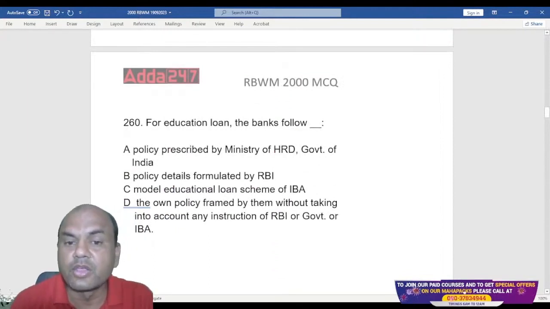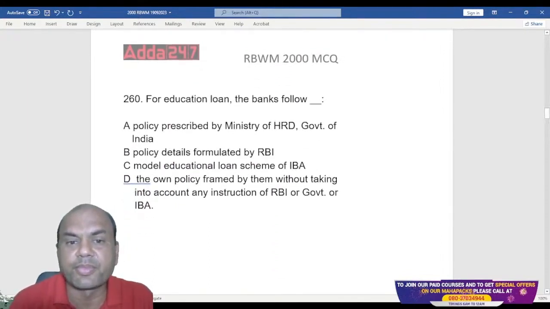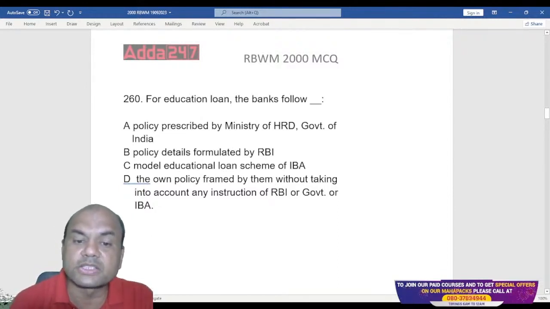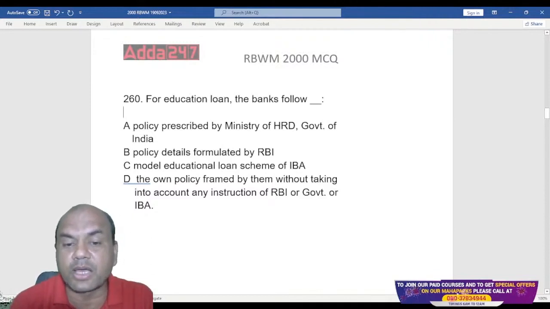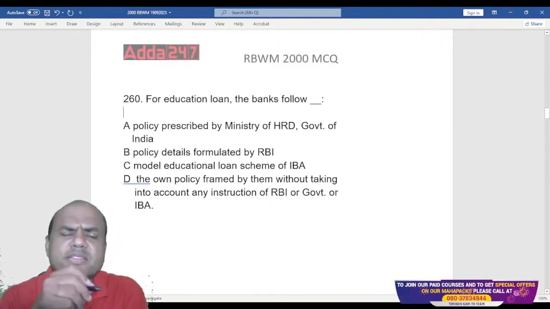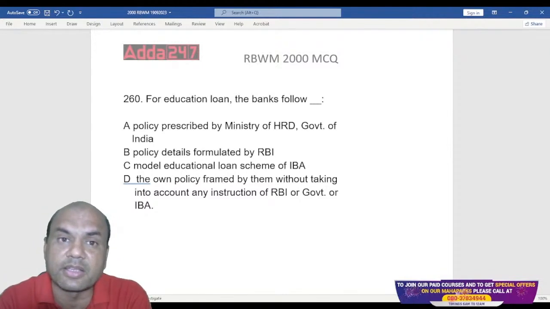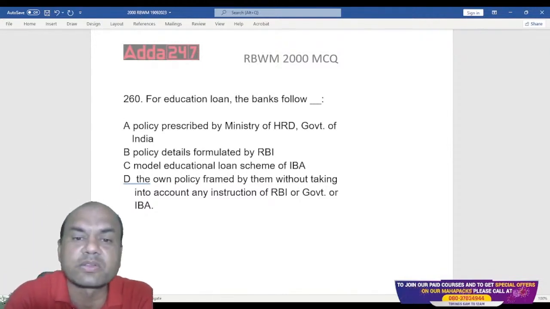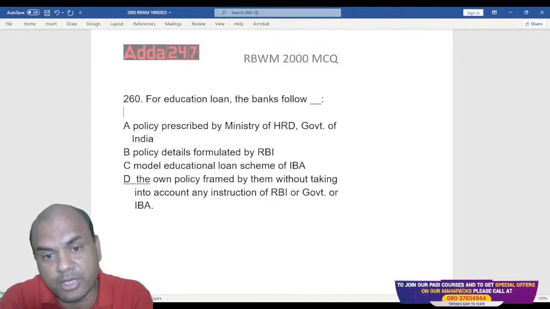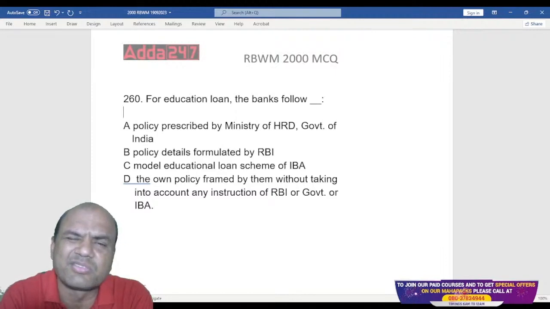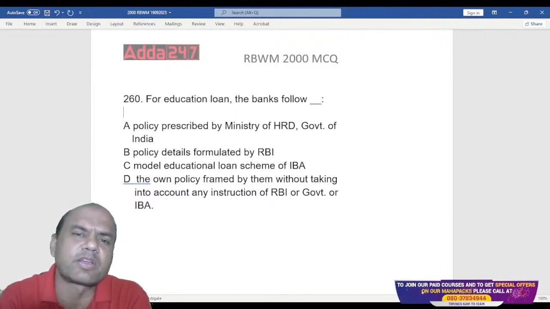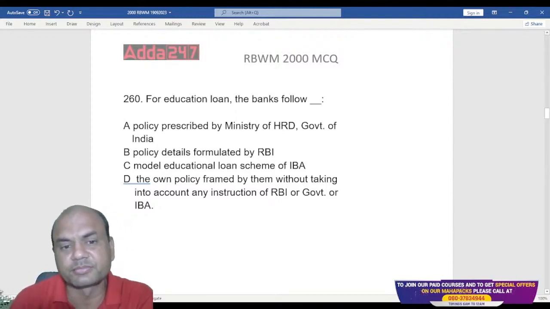Next one. For education loans, the bank takes the following. Banks follow policy prescribed by Ministry of HRD, policy details formulated by RBI, model education loan scheme by IBA, or their own policy framed without taking into account any instruction from RBI or government or IBA. What is the answer? Means for an education loan, which policy is followed? This policy is given by a certain institution. Which is that institution? That is the right question over here. Ministry of HRD, RBI, IBA, or their own. Forget everything, RBI, forget the government, I'll do whatever I want. Is it D? What is the answer, everyone?